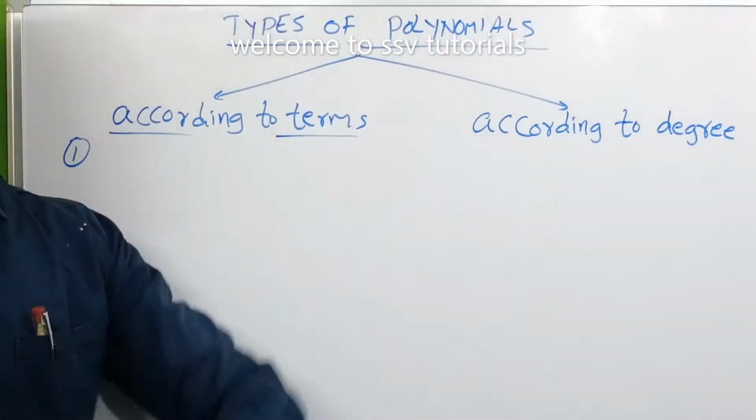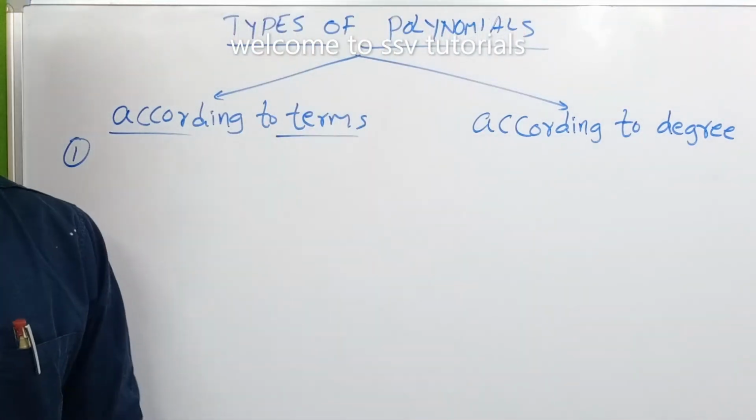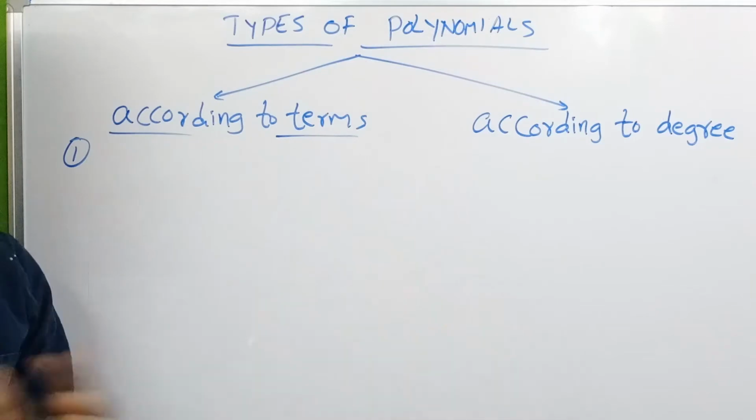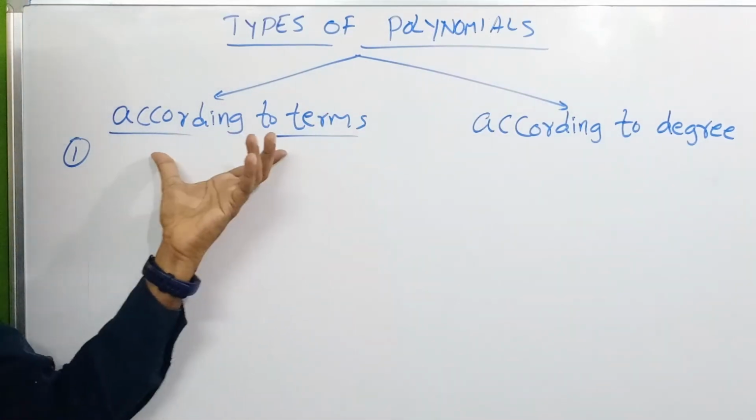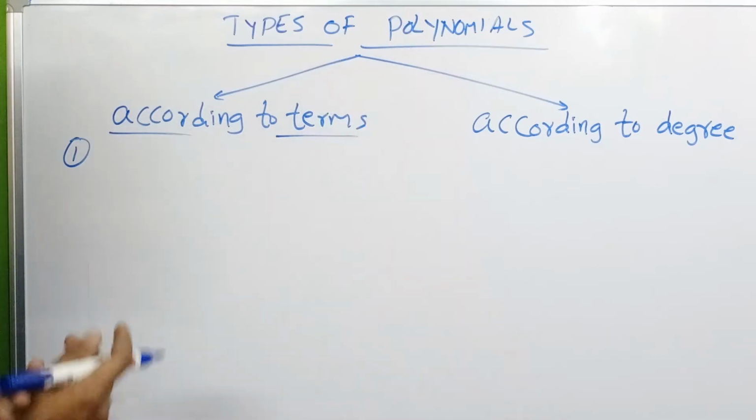Is types of polynomials. So we have to differentiate the polynomials by using terms and by using degree. Okay, so according to terms, what are the types of polynomials?